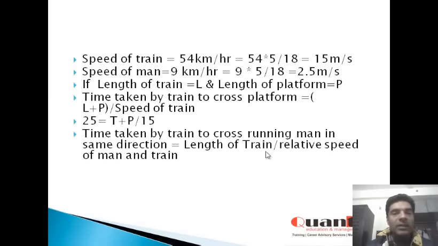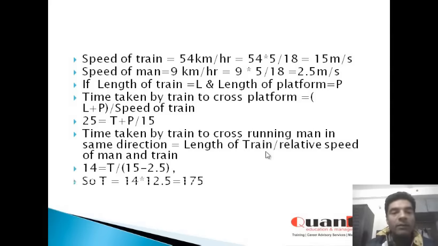Now it is also given that the time taken by the train to cross a man running in the same direction will be nothing but the length of the train divided by the relative speed of the man and train. When two objects move in the same direction, the relative speed is the subtraction of the two speeds. So in this case the relative speed will come out to be 15 minus 2.5, which is 12.5. So this will give us the second equation, which will directly give us the value of the length of the train, which is nothing but 175 meters.